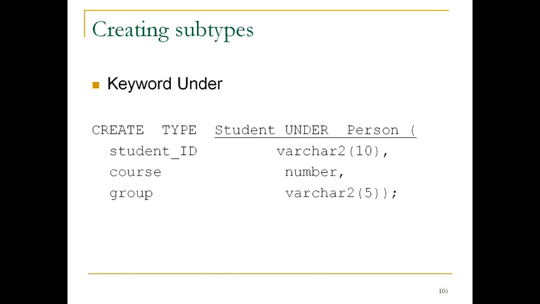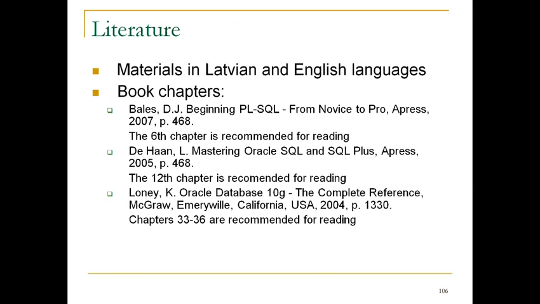And the inheritance then is done by this keyword UNDER. As I said, student under person. We do not specify name, surname, and so on here, but still the type student will have these attributes: the name, surname, personal ID, and so on. But these ones will be added to this type.